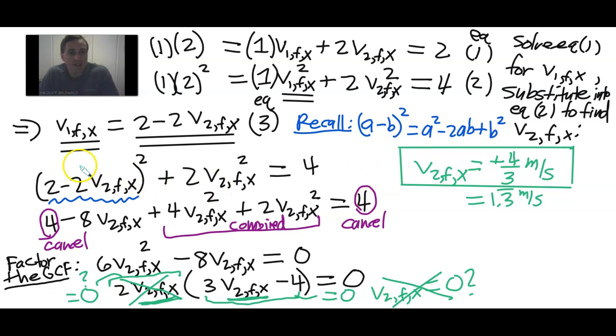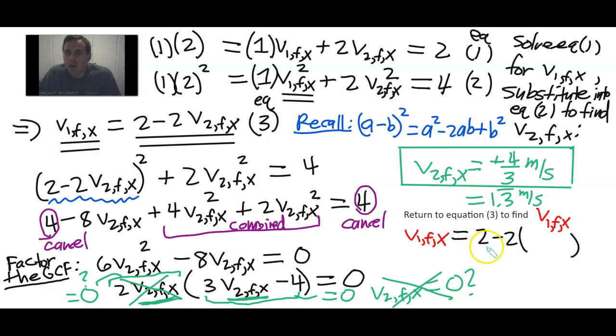Well, mass 1 is actually given by equation 3. So what I've written here is return to equation 3 to find v1 final in the x direction. That's the final velocity of mass 1. So let's write v1 final in the x direction equals 2 minus 2 times the final velocity in the x direction of mass 2, so that's 4/3 meter per second.